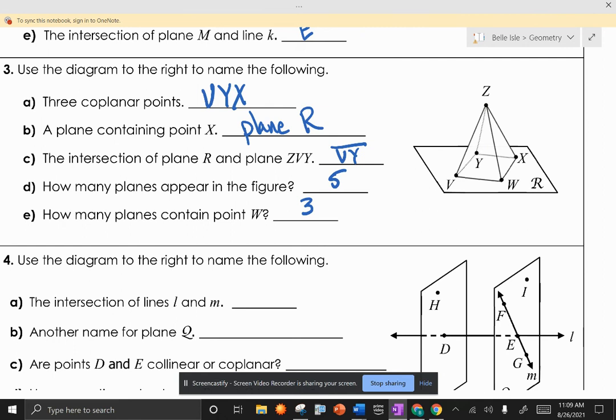Okay, so a plane containing point X. Plane R. Yes. Any others? Plane XWZ. Plane XYZ. Plane ZVY.